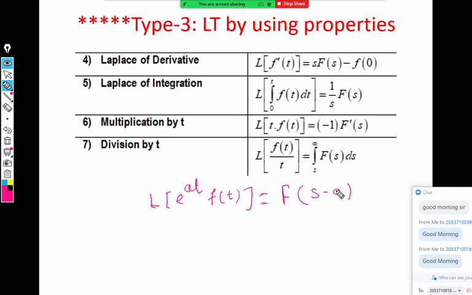Okay, so whenever we multiply by e raised to at, we have to shift s to s minus a. But when we are multiplying by e raised to minus at, then we are shifting s to s plus a in the s domain. That is the first shifting property. Okay, this is the first shifting property.